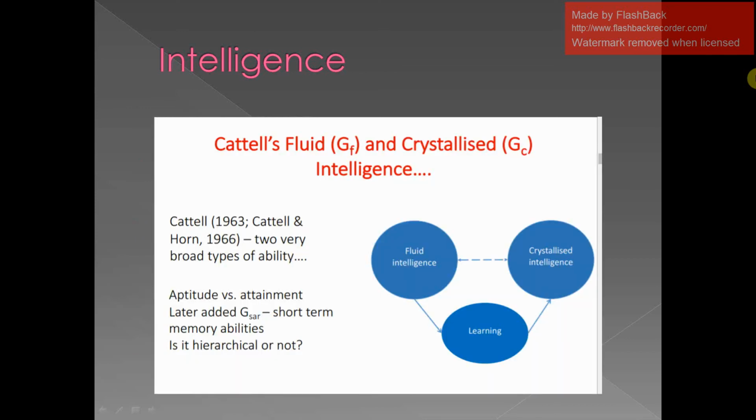So here's fluid intelligence and crystallized intelligence, and as you can see from the model, fluid intelligence can become crystallized intelligence through learning, but crystallized intelligence can go back to being fluid intelligence, with learning being degraded or stopped when someone stops learning.